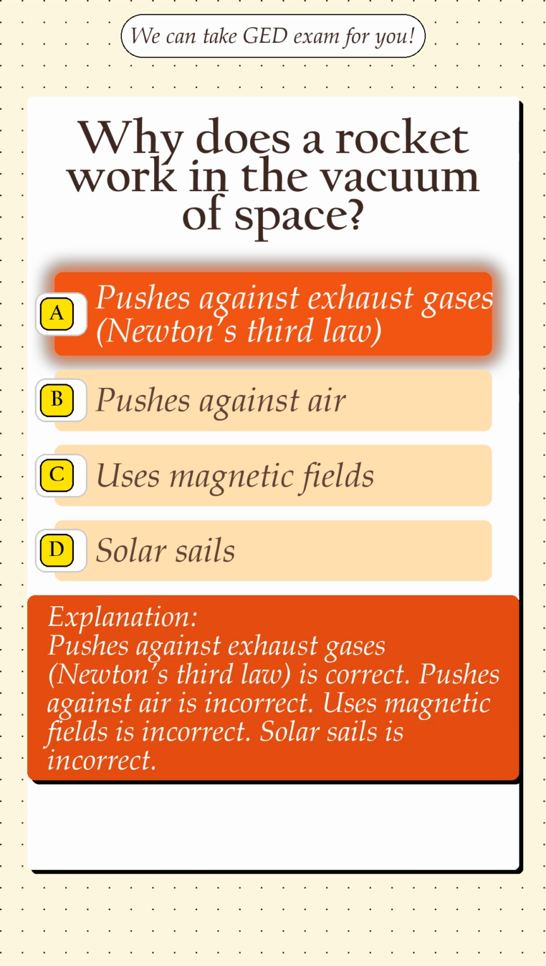Pushes against exhaust gases, Newton's third law, is correct. Pushes against air is incorrect. Uses magnetic fields is incorrect. Solar sails is incorrect.